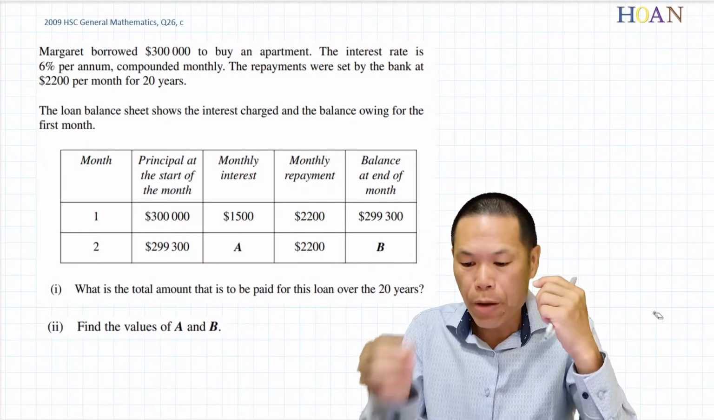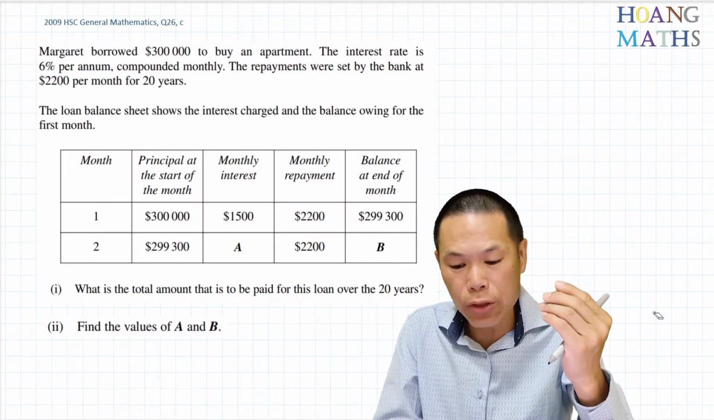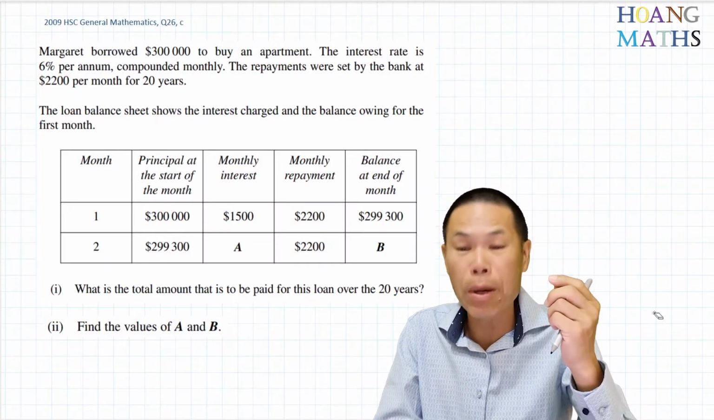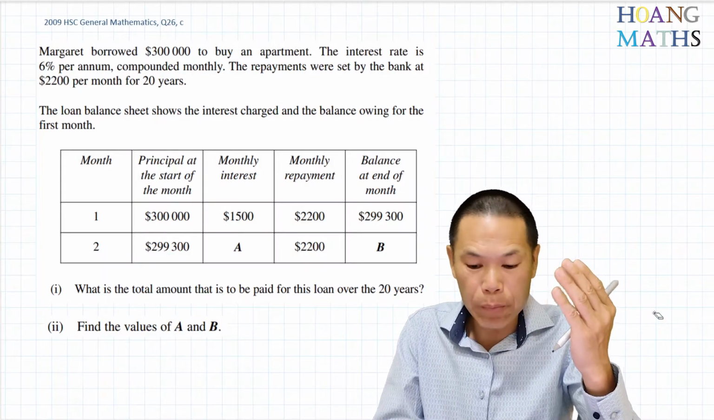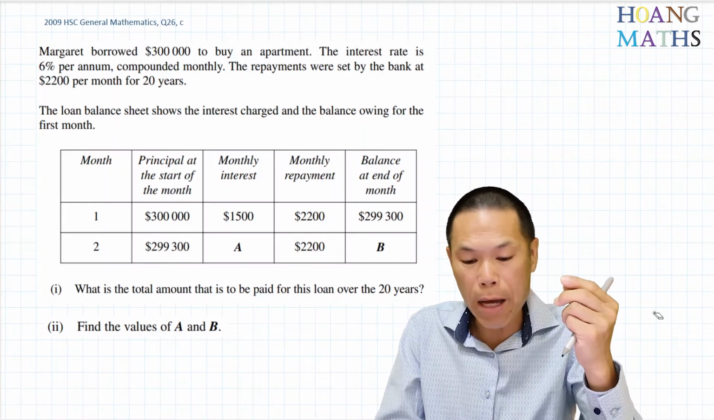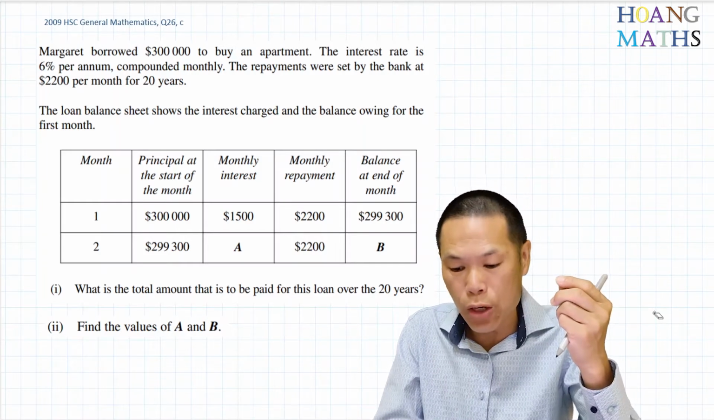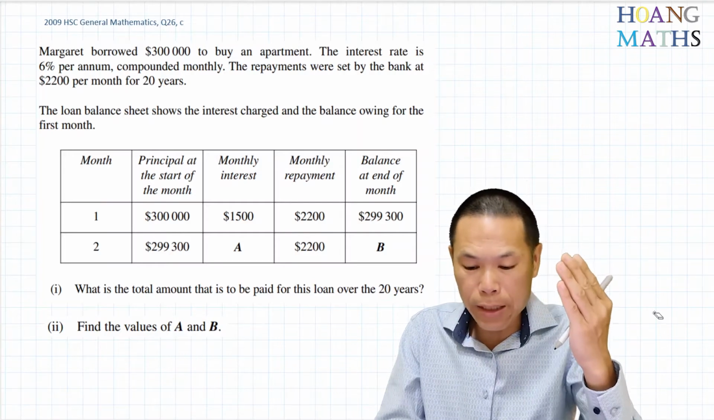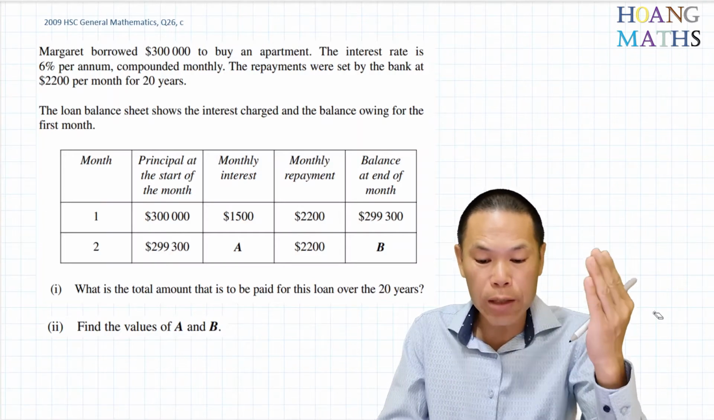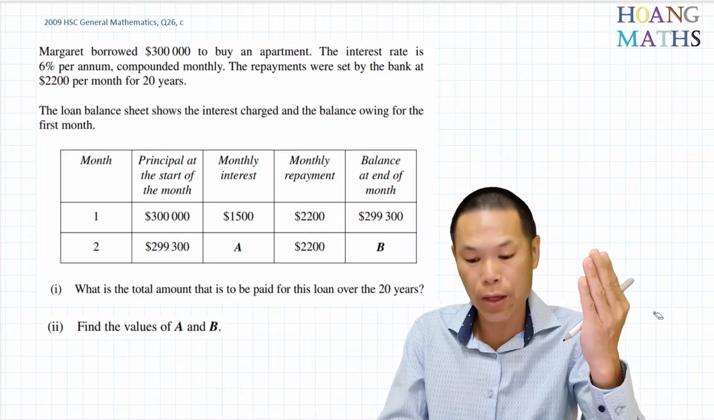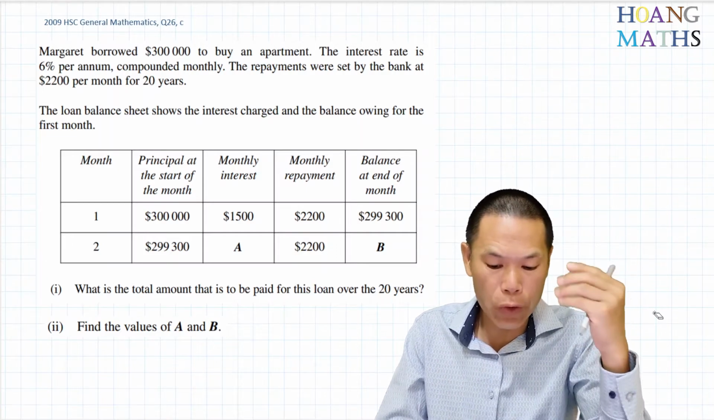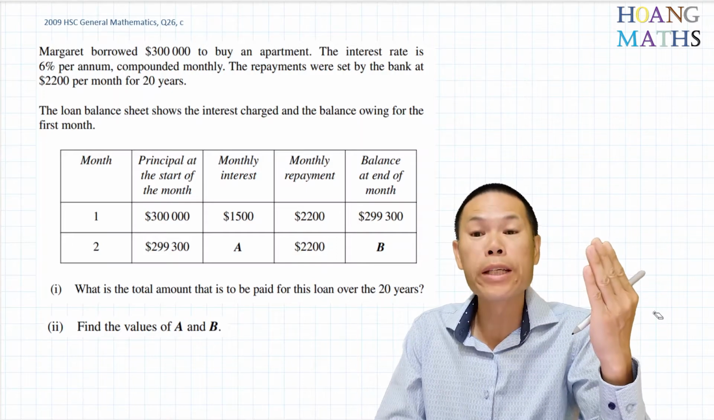First one. Margaret borrows $300,000 to buy an apartment. The interest rate is 6% per annum, compounded monthly. The repayments were set by the bank at $2,200 per month for 20 years. The loan balance sheet shows the interest charge and the balance owing for the first month. Part 1. What is the total amount that is to be paid for this loan over the 20 years?